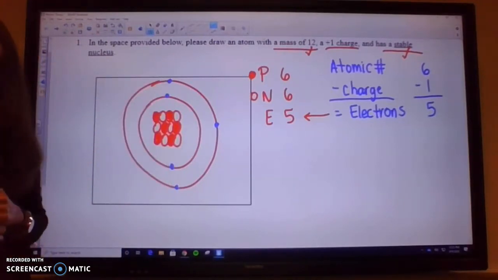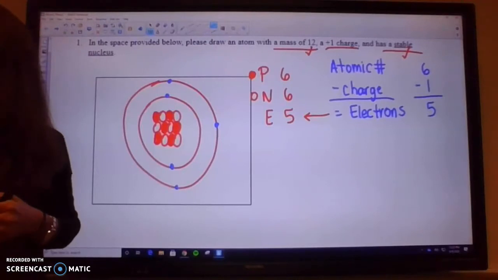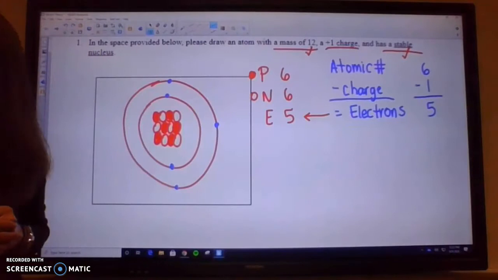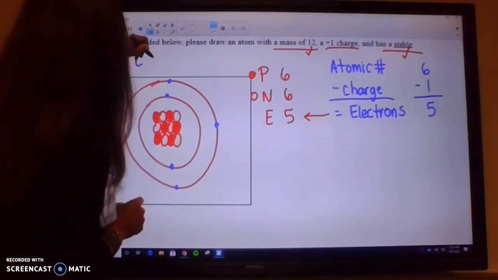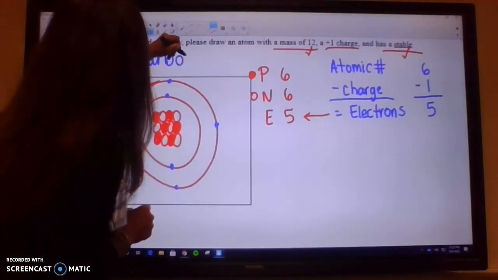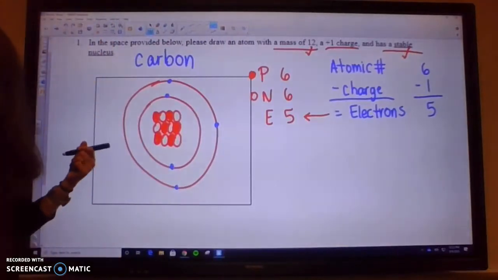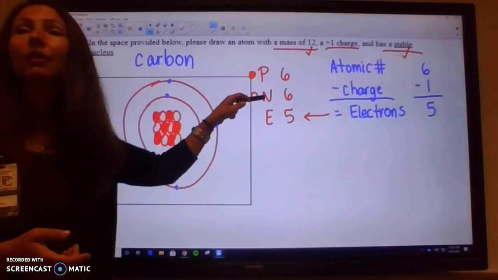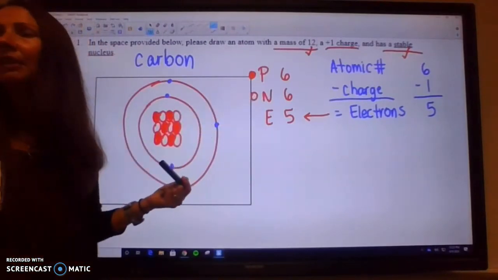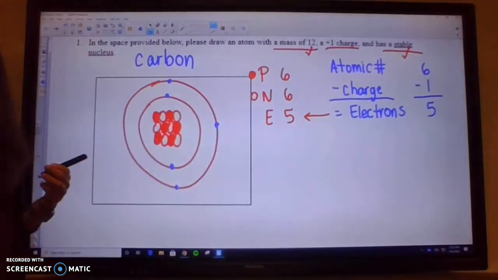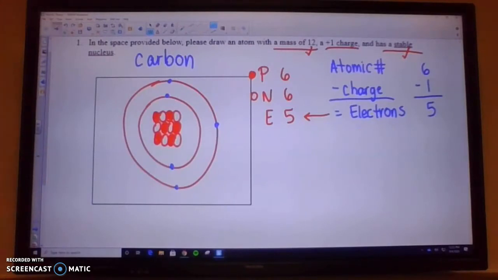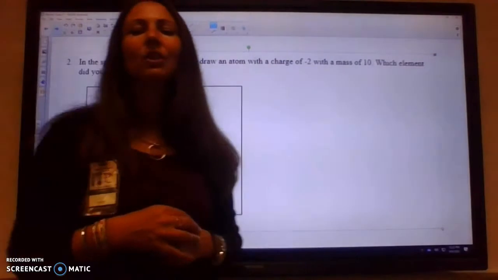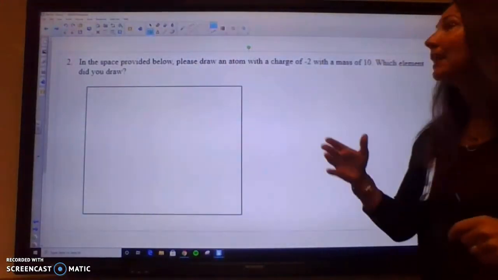This one didn't ask us, but what is the identity of this atom with an atomic number of 6? Carbon. Okay, so it didn't ask us, but that one is carbon. Now remember, you could have had more than one correct answer. You could have done 5 protons, 7 neutrons, had a completely different answer, and it would have been correct.